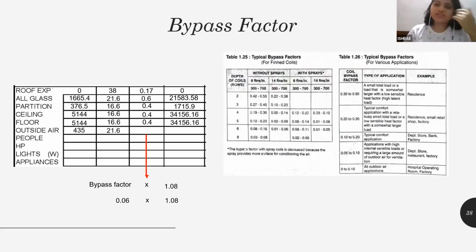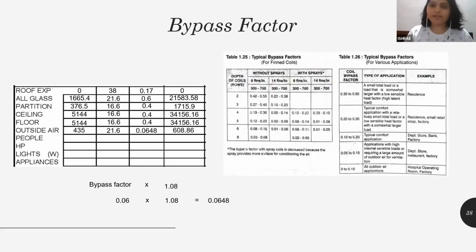If you all want, you can see it in your ASHRAE handbook. You multiply your bypass factor with 1.08 for sensible load, and you get 0.0648. You multiply all three and you get 608.86 BTU per hour. Okay, bypass factor done. Moving ahead.